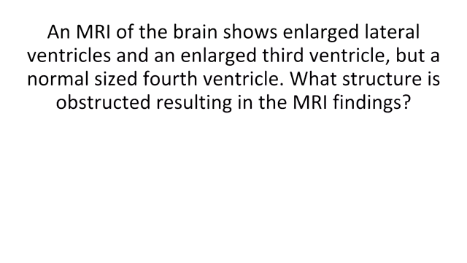An MRI of the brain shows enlarged lateral ventricles and an enlarged third ventricle, but a normal-sized fourth ventricle. What structure is obstructed, resulting in the MRI findings? From the question stem, we know that the patient has enlarged lateral ventricles and an enlarged third ventricle, but a normal-sized fourth ventricle. Hopefully from this description you were able to deduce that there is an obstruction between the third and fourth ventricles. Let's pull up an image so you can see what's going on.